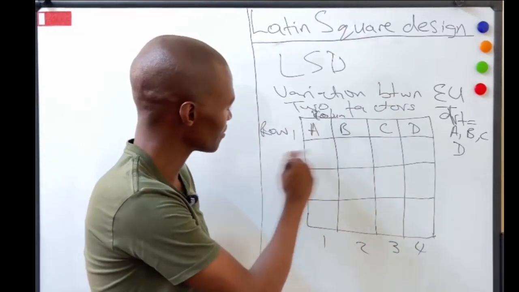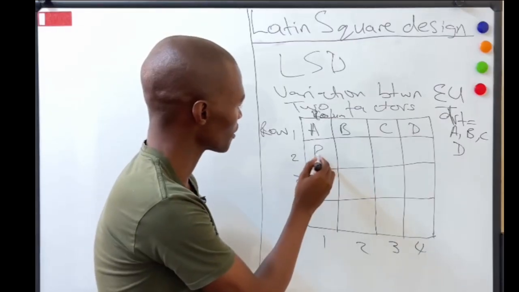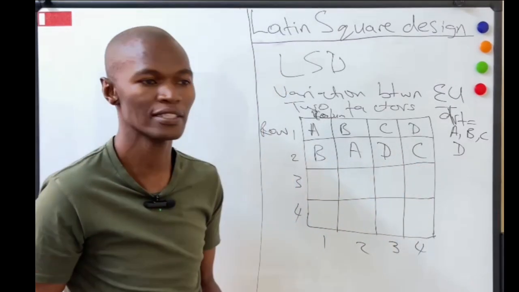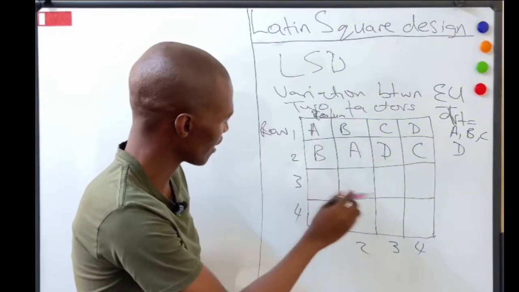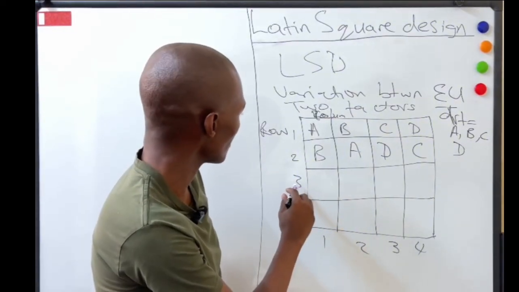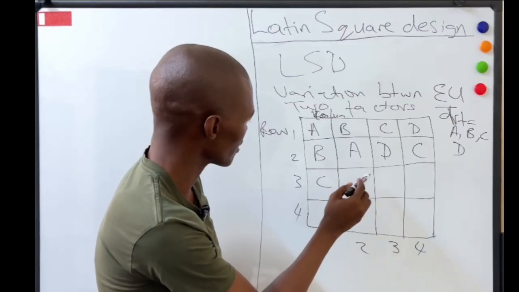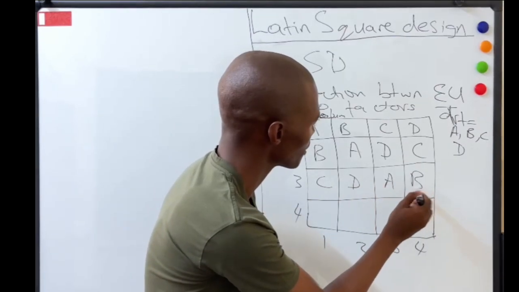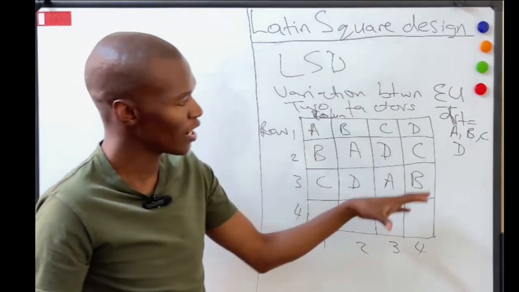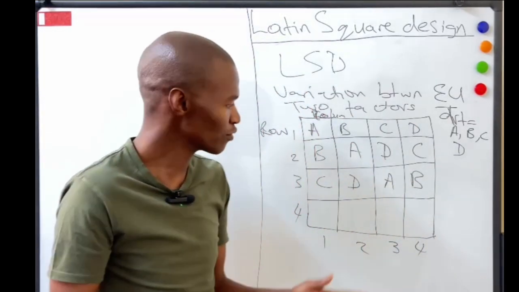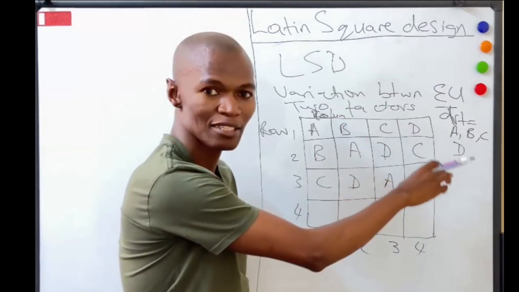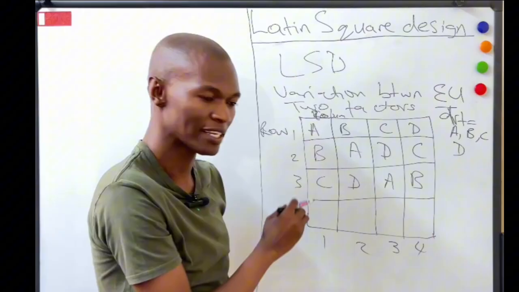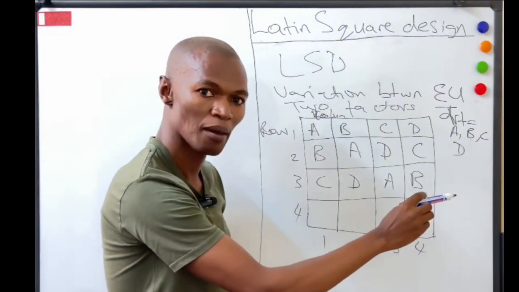Now, on the second row, we can put B here, A here, D here, and C. Then we go to row number 3. We can put C here, D here, A, and B. Now, when you are using the Latin square design, you have to make sure that each treatment appears once per column and once per row.